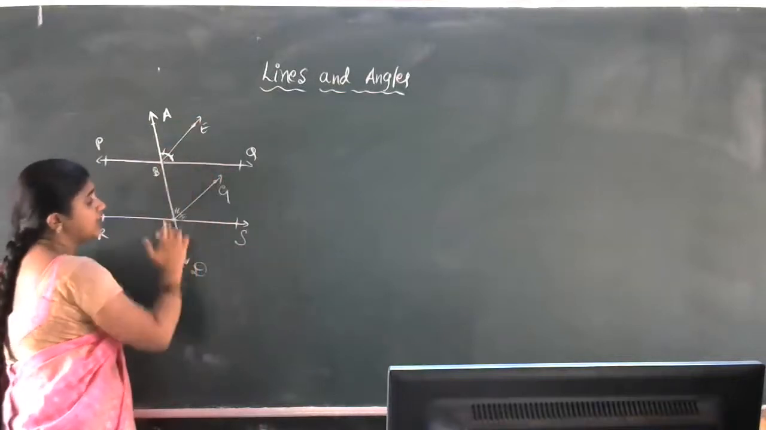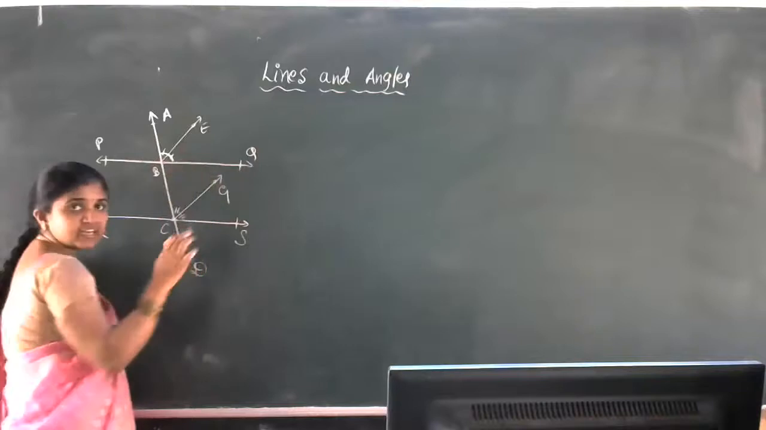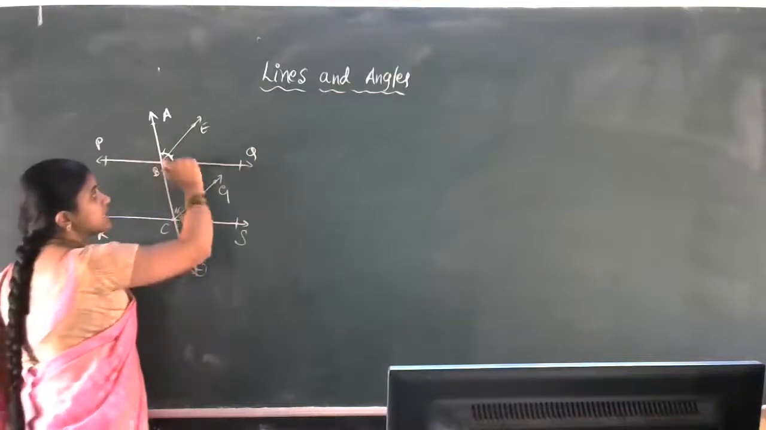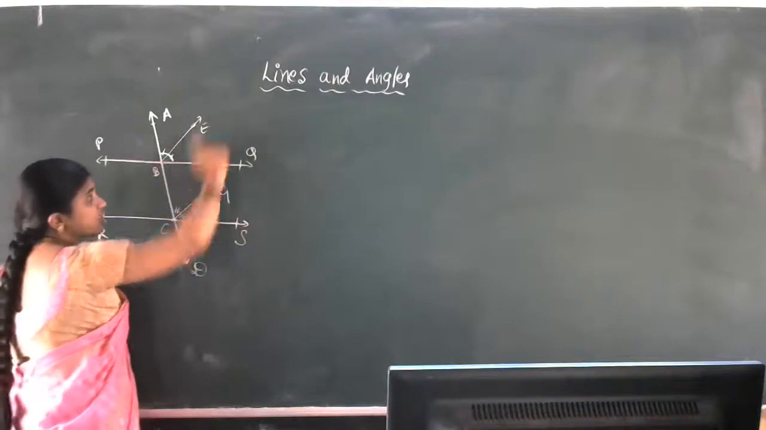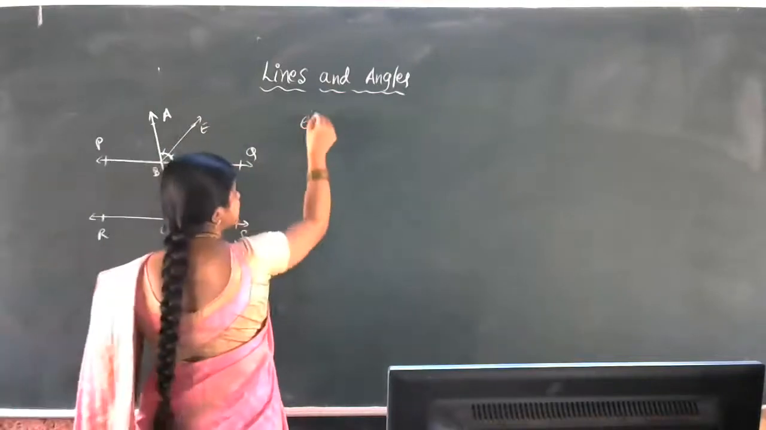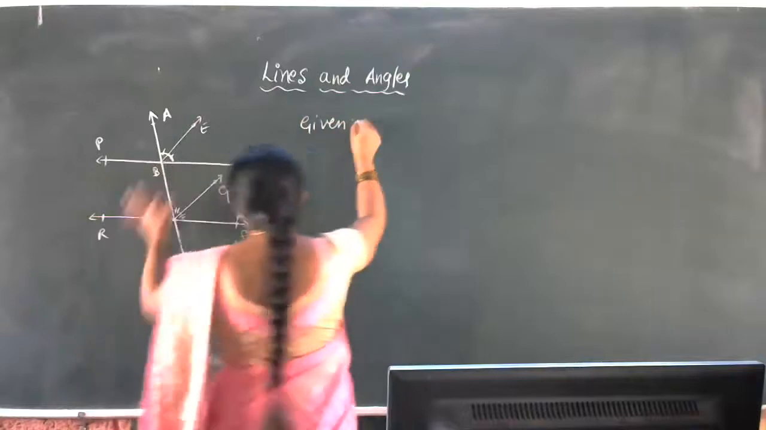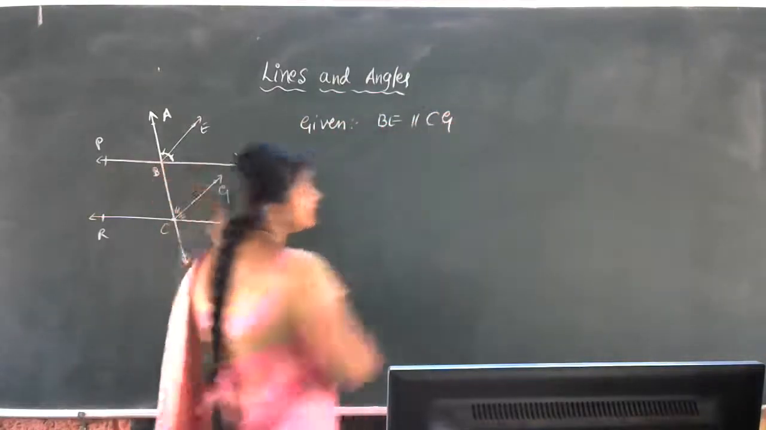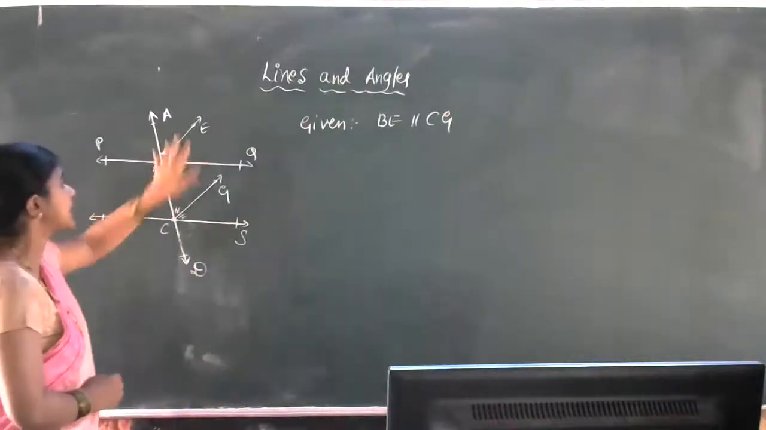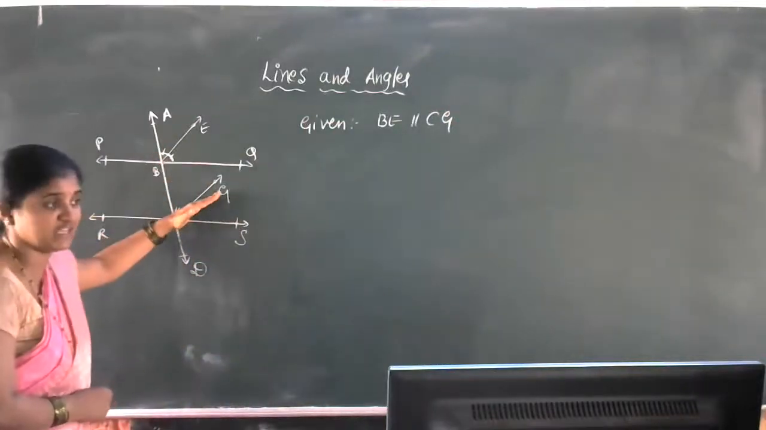ABQ and BCS are in the shape of corresponding angles, right? For these corresponding angles, these lines are bisectors. Bisectors are already parallel. What is given? First list out the given data. Given data is BE parallel to CG. This BE line is parallel to CG line, given already.